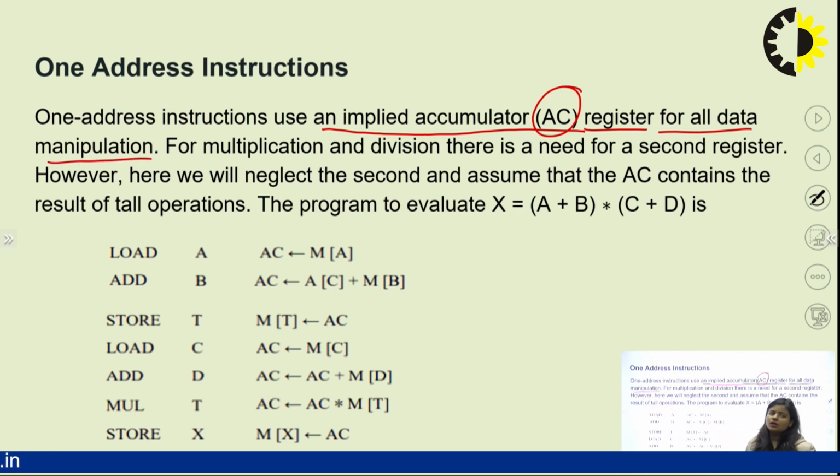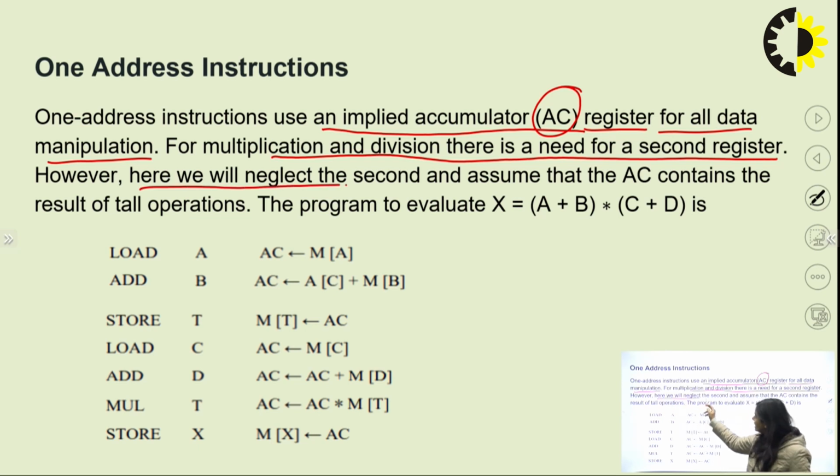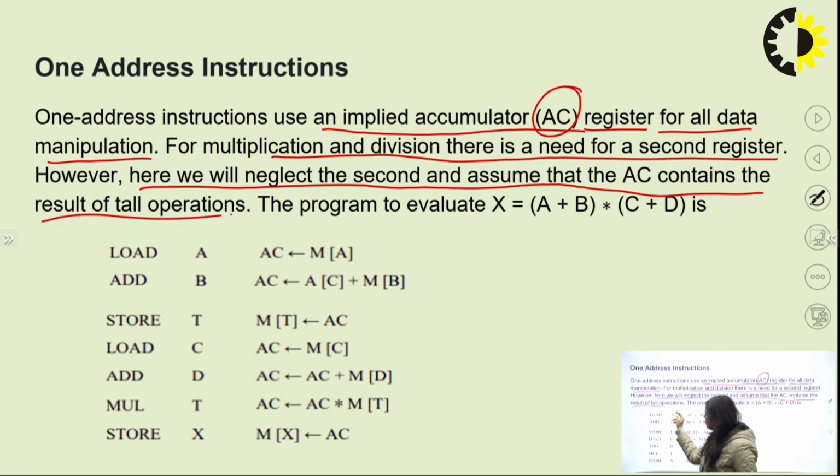We use it for data manipulation. For multiplication and division, there is a need of a second register. However, here we neglect the second and assume that the accumulator contains the result of all operations.